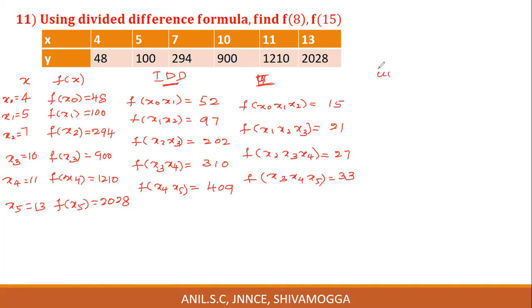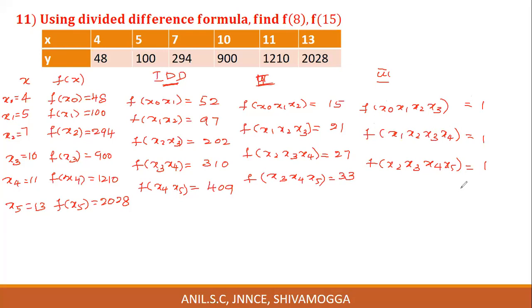Next, third order divided differences. F of x0, x1, x2, x3, f of x1, x2, x3, x4, and f of x2, x3, x4, x5. Third order divided differences. Calculate. 1, 1, 1. Right. Third order divided differences are identical. Therefore, next difference will be obviously 0, 1 minus 1, 0. You need not write that.